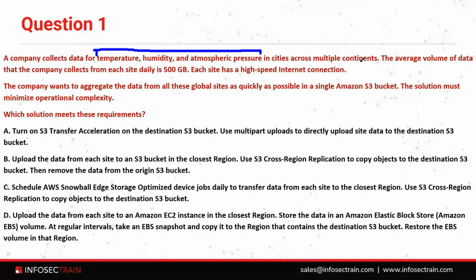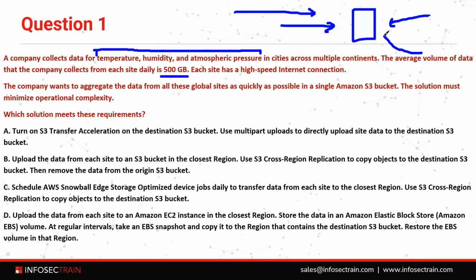The average volume of data that the company collects from each site daily is 500 GB. Each site has a high-speed internet connection. The company wants to aggregate the data from all these global sites as quickly as possible in a single Amazon S3 bucket. So it's saying that there should be a single S3 place where the data from all the different places should be pushed to this respective bucket.